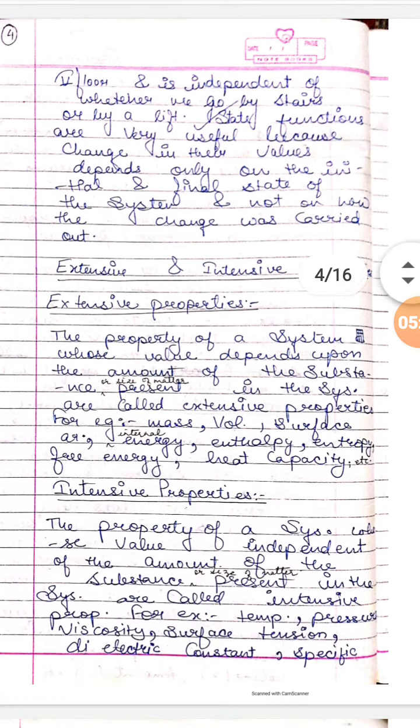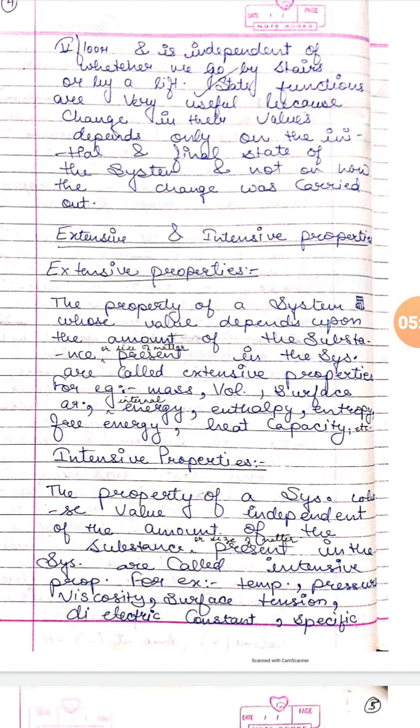Next topic to discuss is extensive and intensive properties. Let us take first the extensive properties. The property of a system whose value depends upon the amount of the substance or size of matter present in the system are called extensive properties. For example, mass, volume, surface area, internal energy, enthalpy, entropy, free energy, heat capacity, etc.